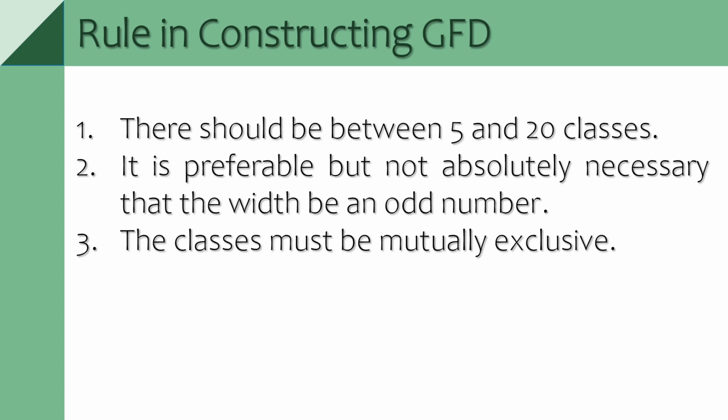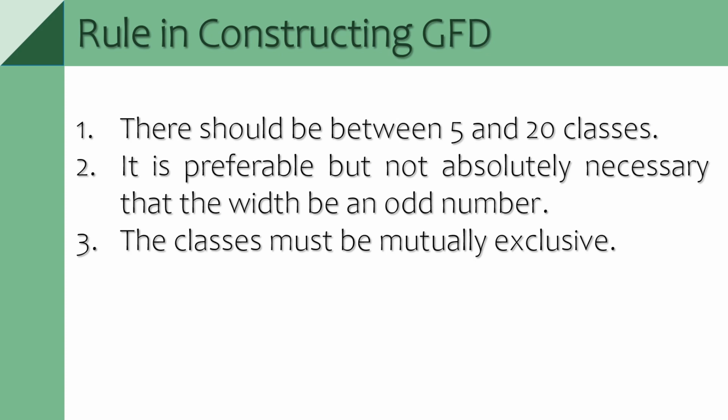Pag sinabing mutually exclusive, so there must be no overlapping class limits. So, for example, yung class limit natin or class interval natin is 1 to 5. So, hindi pwedeng 5 to 6, 5 to 10. So, kailangan 6 to 10. So, hindi siya nag-overlap. Ulitin ko ha. For example, yung first class limit natin ay 1 to 5. So, kailangan hindi siya mag-overlap sa second class limit. So, hindi siya pwedeng maging 5 to 10.